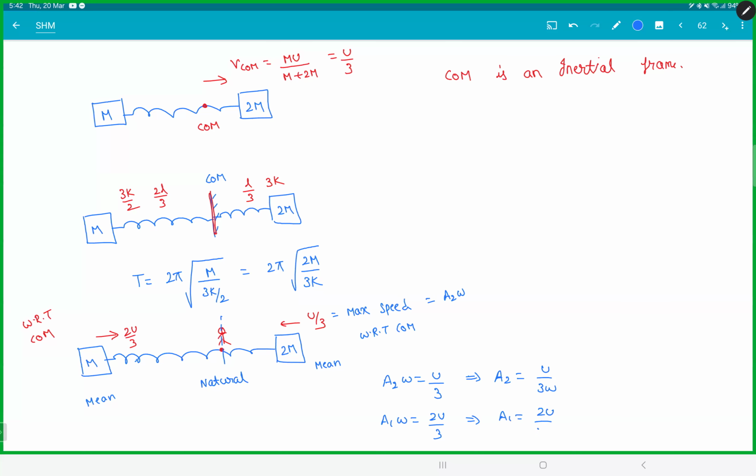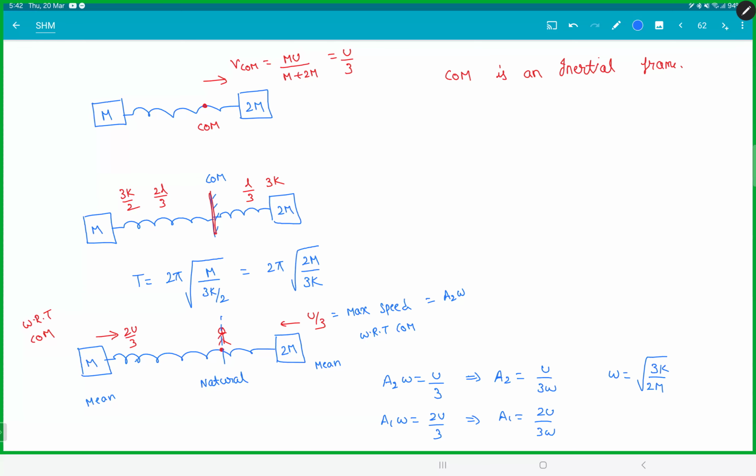A1 is 2u by 3 omega, where omega is nothing but root over 3k by 2m. Got the amplitudes? So if you go and stand on the center of mass, you will think these are the velocities and these are the maximum velocities, isn't it? Because the spring is in natural length.